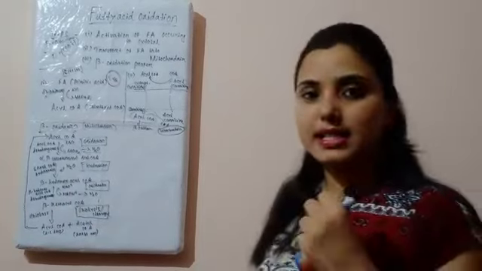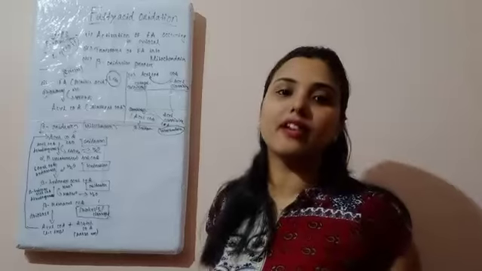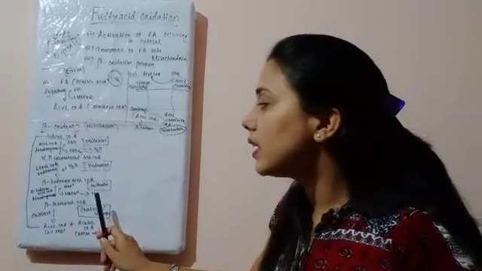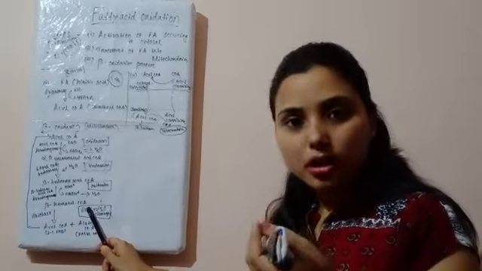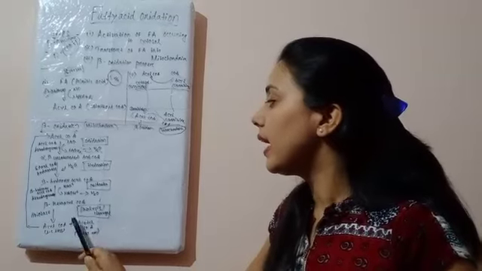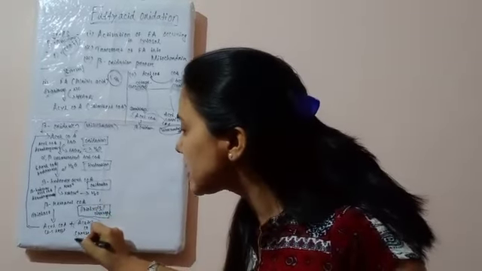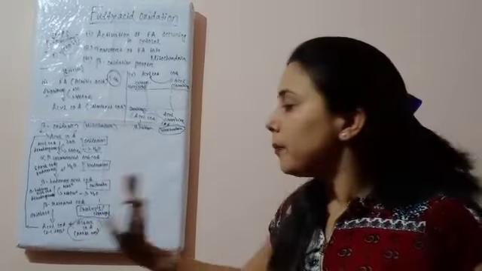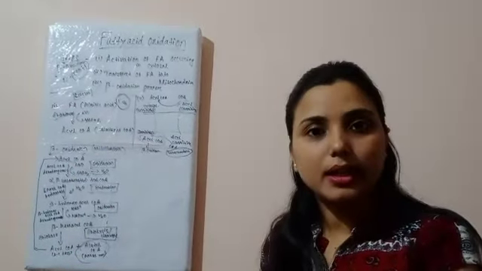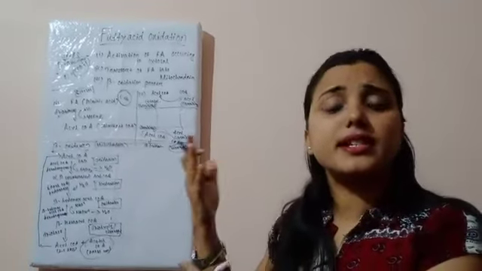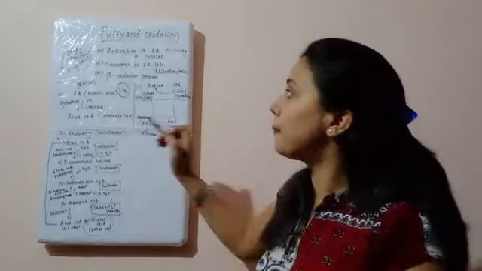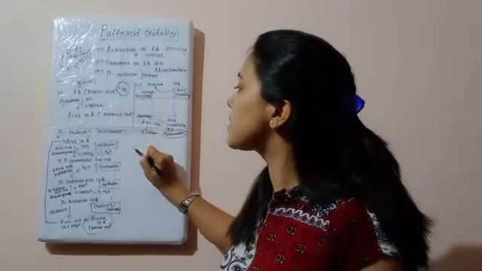Now we come to the last step, thiolysis, or cleavage, or breakdown. In the last step, the beta ketoacyl-CoA is cleaved, or broken down by thiolysis, to form acyl-CoA and acetyl-CoA. So acetyl-CoA is the final product, and this acyl-CoA again goes into the beta oxidation cycle. This beta oxidation cycle continues until the C16 becomes C2.